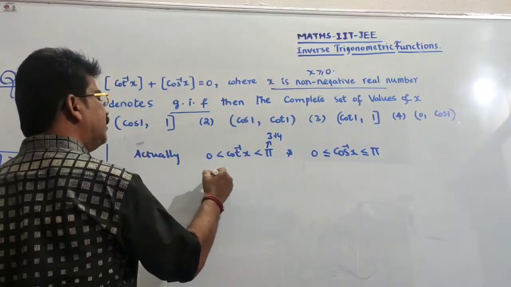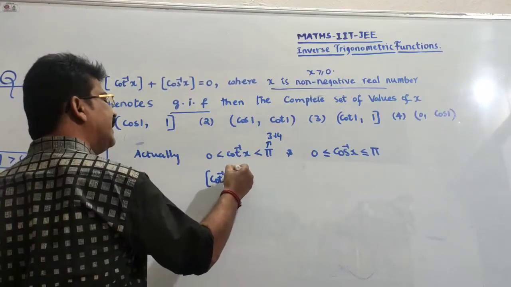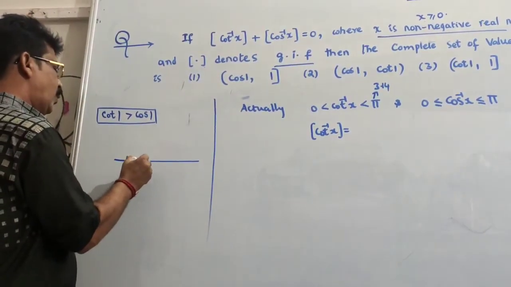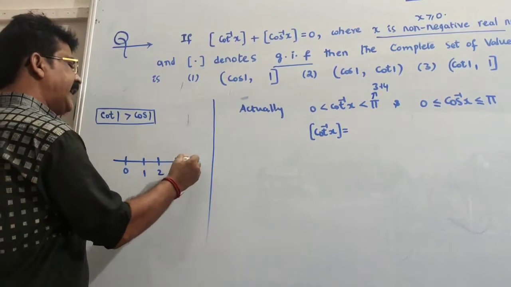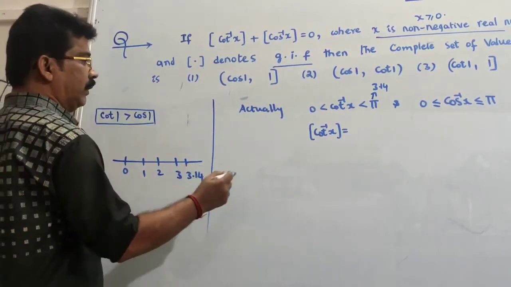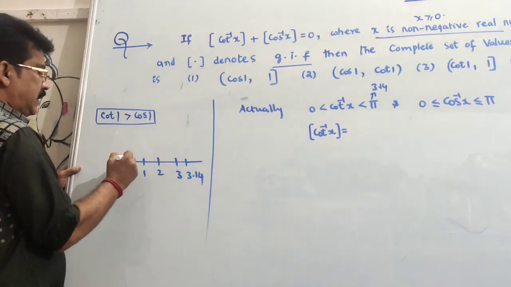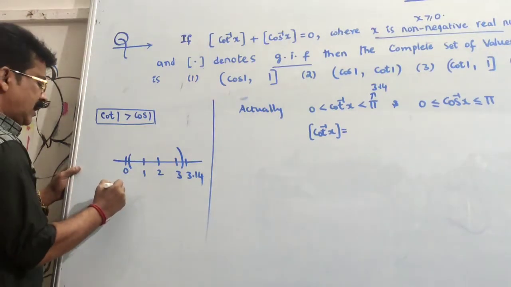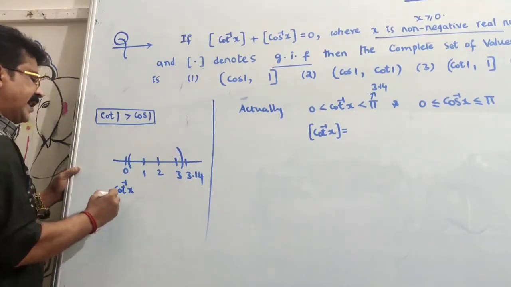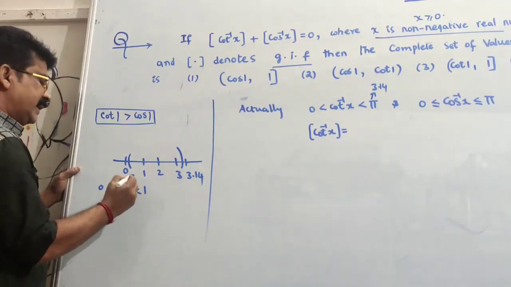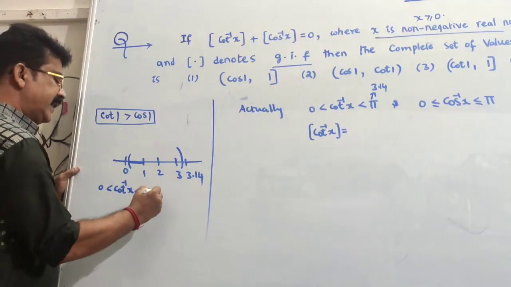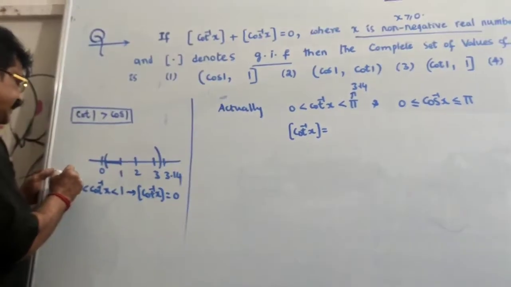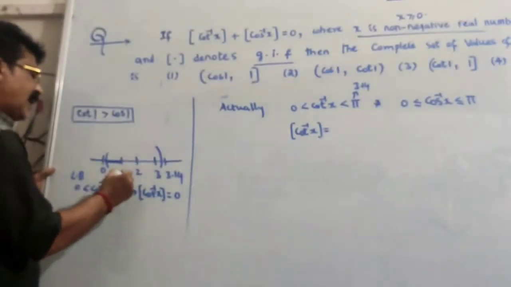So then box of cot inverse of x is what? Actually here 0, 1, 2, 3 and 3.14. Cot inverse x lies between 0 and 3.14 like that. If cot inverse x lies between 0 and 1, in this area, then its box value is equal to 0. This is the lower bound, this one is the upper bound.